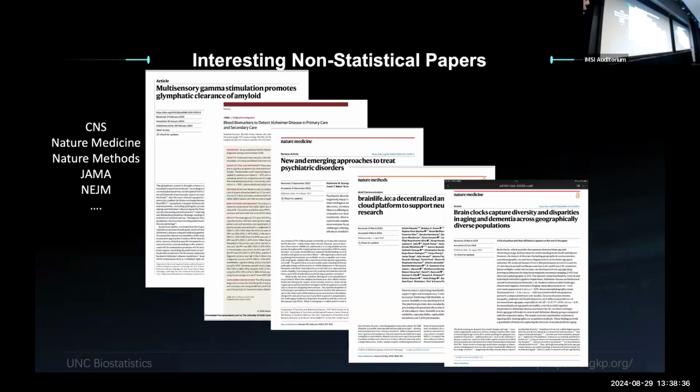To be honest with you, these days I read much more non-statistical papers than statistical papers. That's how I found the second keynote, because it has a very nice review paper in Science last year.